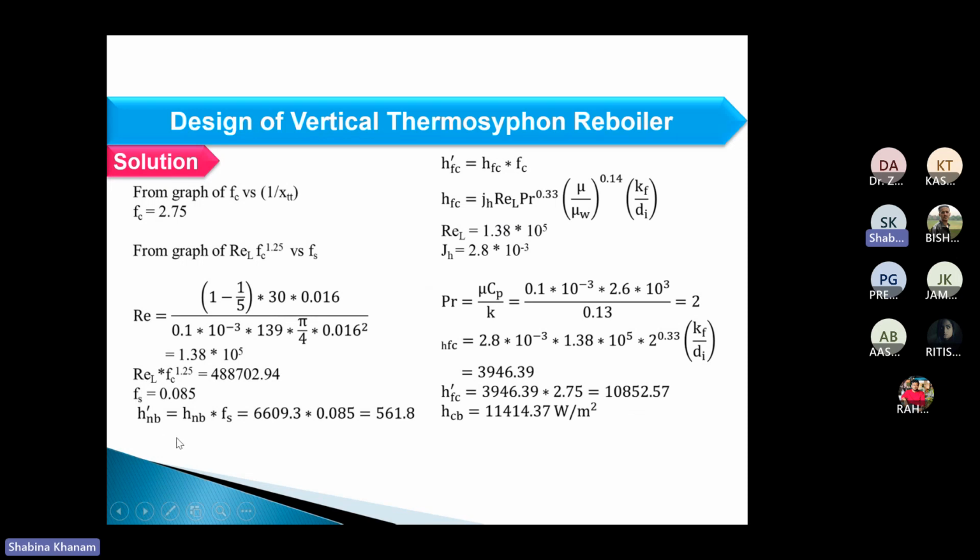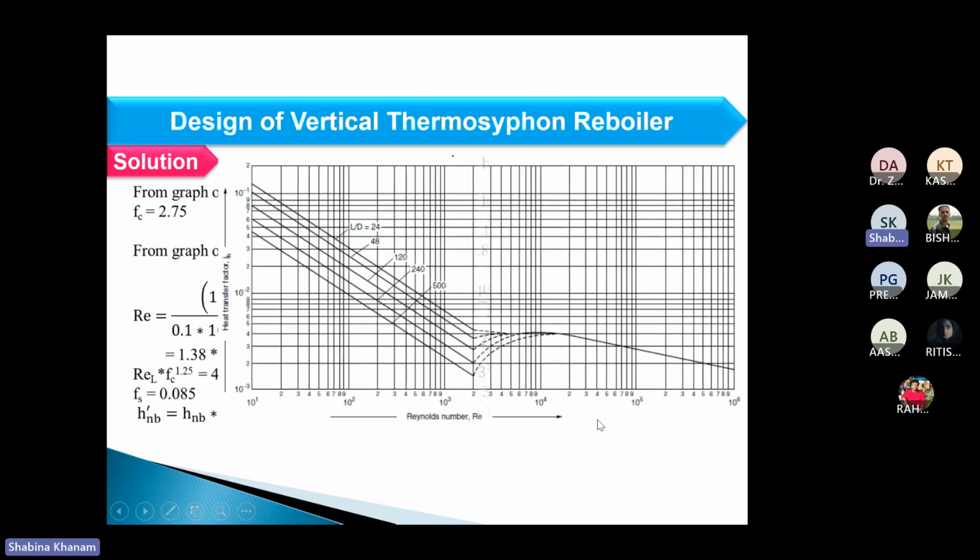Okay, so HNB prime you need to calculate considering HNB and Fs, that you can see over here. It is coming as 561.8. HFC prime you can find as HFC into FC. Okay, HFC is the heat transfer coefficient for convective condition in liquid phase. Remember, so that you can find Nusselt number is a function of Reynolds number and Prandtl number. The same expression you can consider over here, and Reynolds number you can find as 1.38 into 10 to the power 5. Okay, so considering that JH you can find from here.